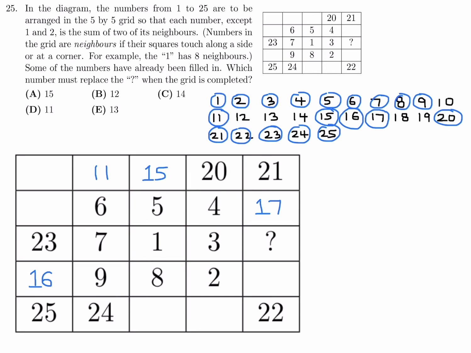Let's see here. 11 plus 6 is 17. Well, 17 is already here, so that's no good. Let's see here. If I put a 13 in here, 13 is one of the numbers that is still available. And then 13 plus 6 is 19. 19 is a number that's available. Okay, that all works out. Yeah, so I think I'm going to stick with that.